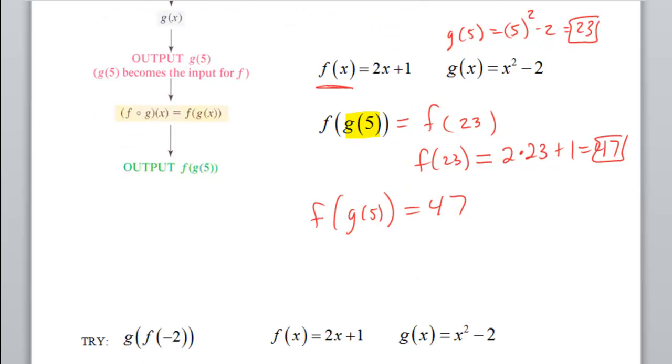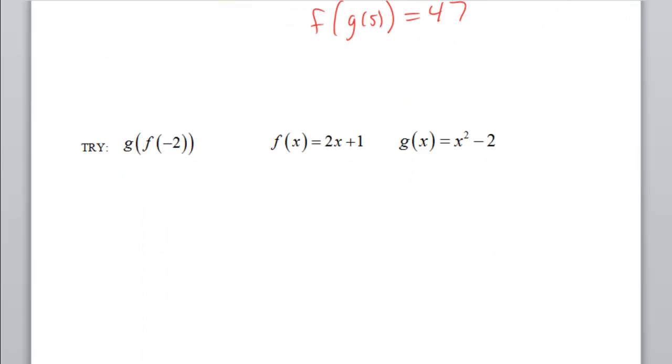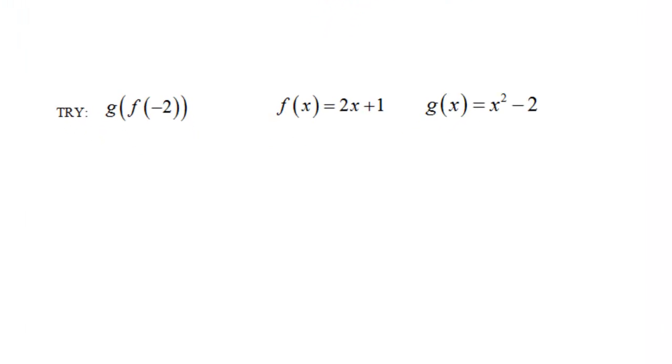Alright, I would like you to try this one here. g of f of negative 2. These are the two functions, and see if you can find what g of f of negative 2 is. So pause the video and try it.